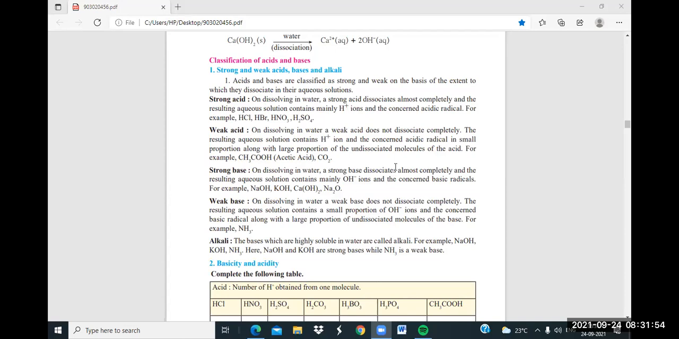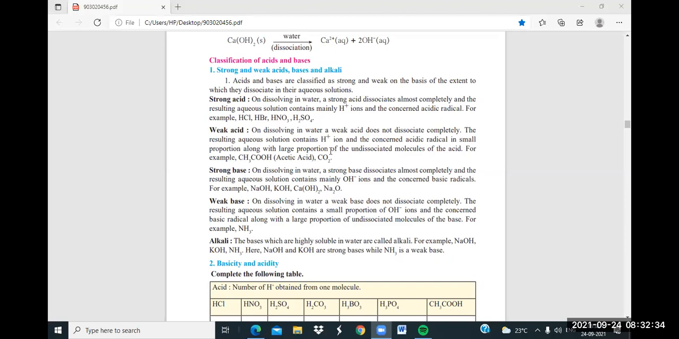Now, the classification of acids and bases: strong and weak acids, bases, and alkali. We have just seen Arrhenius's theory, given in 1887 about acids and bases. Now, which substances can we call strong acids, weak acids, strong bases and weak bases? Already so many substances we use at home that we can also identify. On dissolving in the water, a strong acid dissociates almost completely and the resulting aqueous solution contains mainly H plus ions, like HCl, HBr, HNO3, H2SO4.